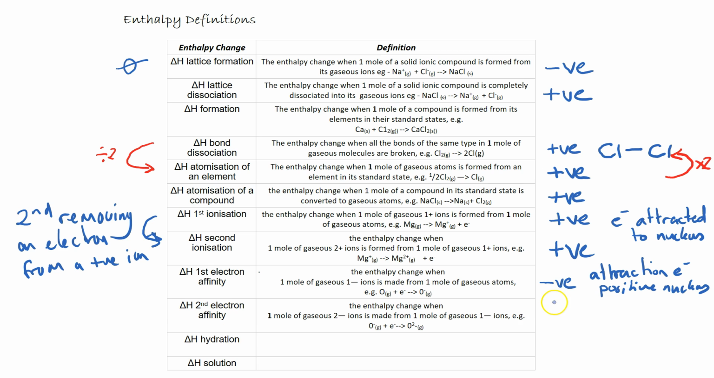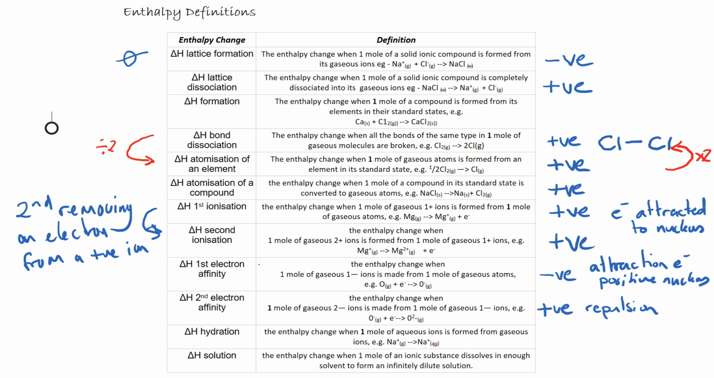The second electron affinity is the enthalpy change when 1 mole of gaseous 2- ions is made from 1 mole of gaseous 1- ions, and the example is O- gas plus an electron going to make O2-. This is a positive, endothermic reaction because there is a repulsion between the outer electron and the negative ion. So therefore it requires energy to put this electron in.